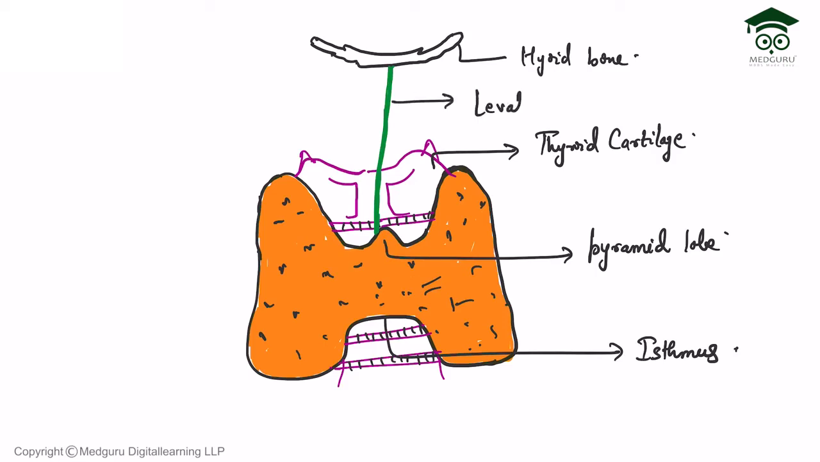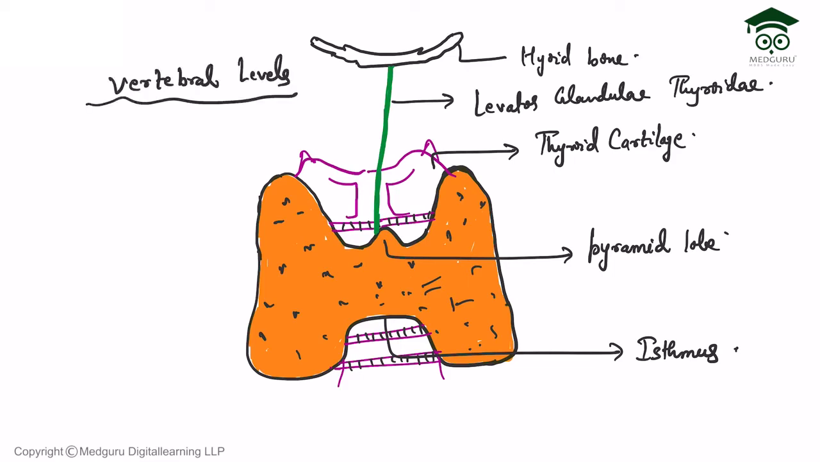The green structure which you are seeing here is called the levator glandulae thyroidae. This levator glandulae thyroidae is connecting the pyramidal lobe of the thyroid gland with the hyoid bone. So this extension which is connecting the hyoid bone and the pyramidal lobe is called the levator glandulae thyroidae.